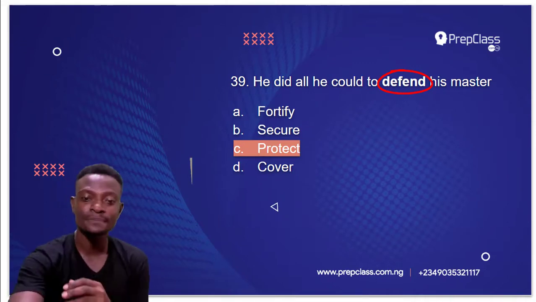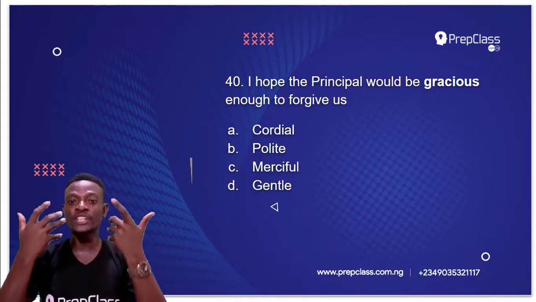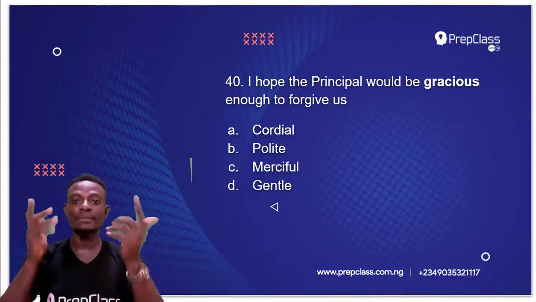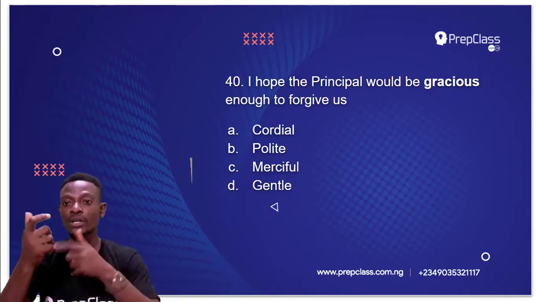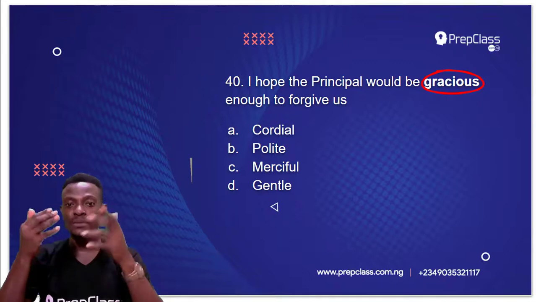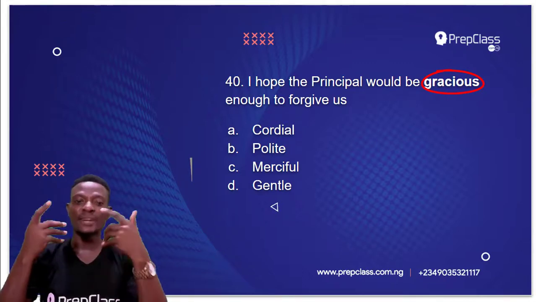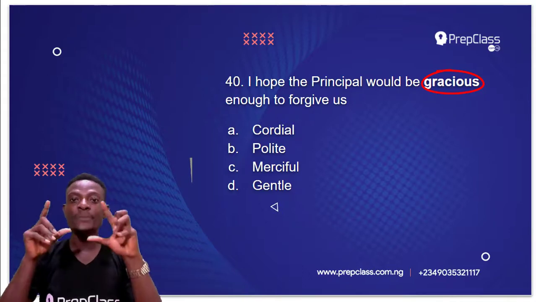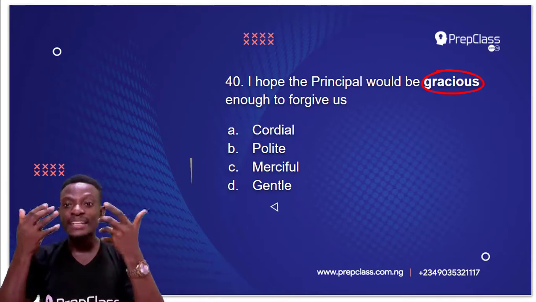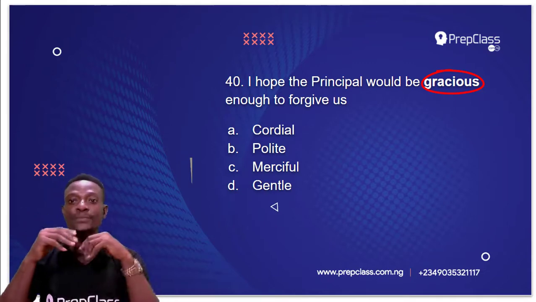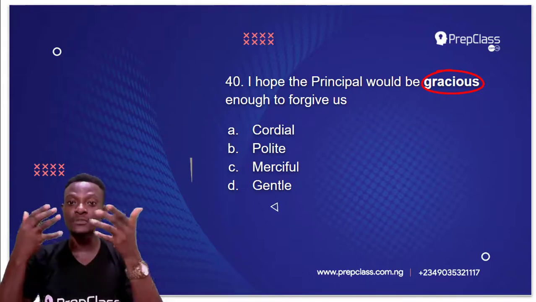Question number 40. Question 40 reads, I hope the principal will be gracious enough to forgive us. Remember, we have to select the option that is nearest in meaning to the word in bold. The word in bold here is gracious. The options we have are cordial, polite, merciful, and gentle.